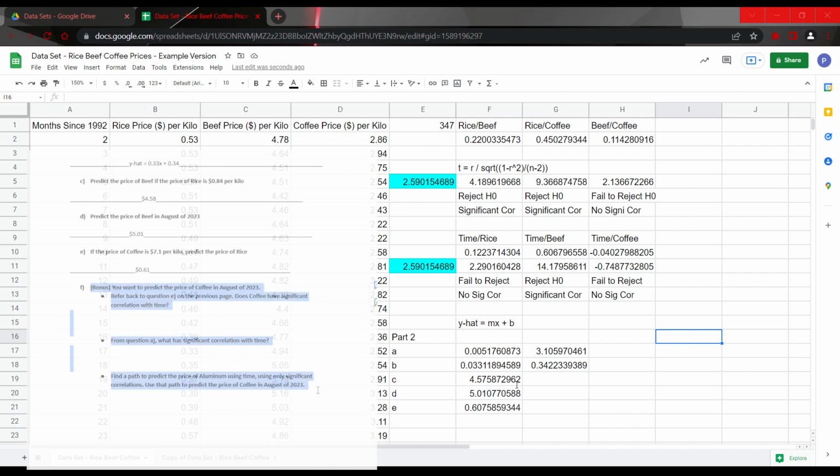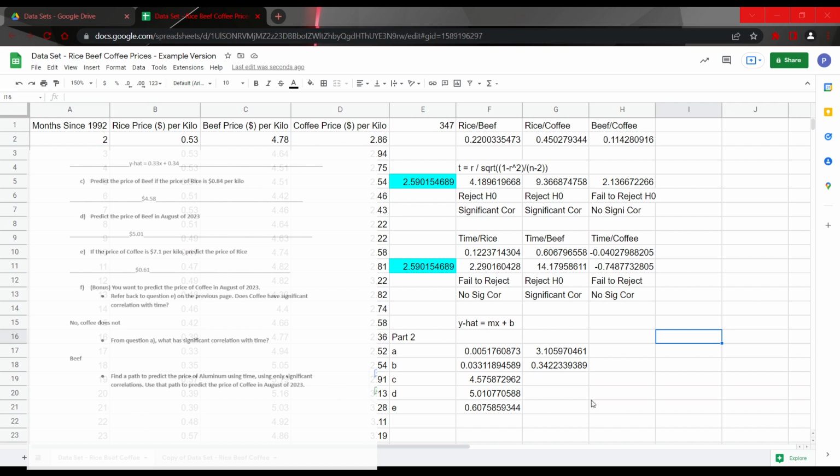The bonus, I will let you try that on your own. I'll answer the first two questions. So coffee does not have significant correlation with time, as you can see there on the right. So no, coffee does not. The only one that has significant correlation with time is beef, right?